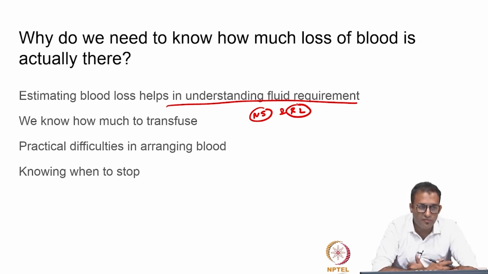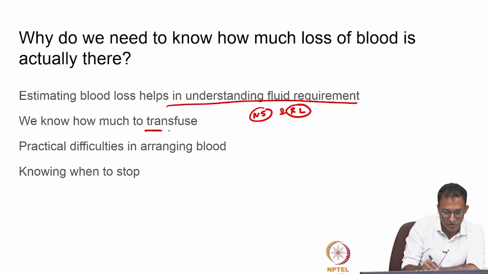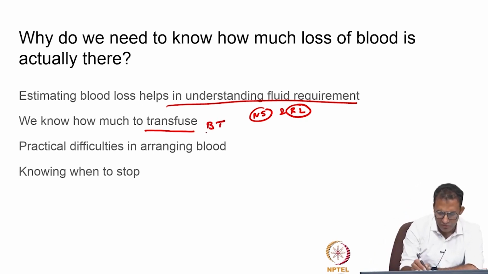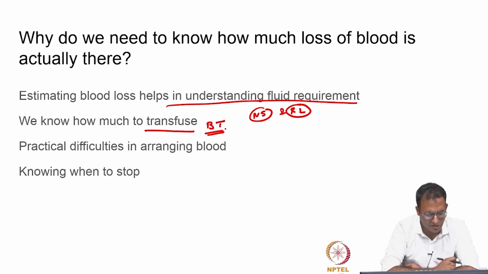But the best way of making sure you don't transfuse blood with minimal amounts of blood loss is to try to compensate with fluids. But if a significant amount of blood loss has happened, the best way to do it is through blood transfusion, which in layman's terms or even in surgical terms is called BT.